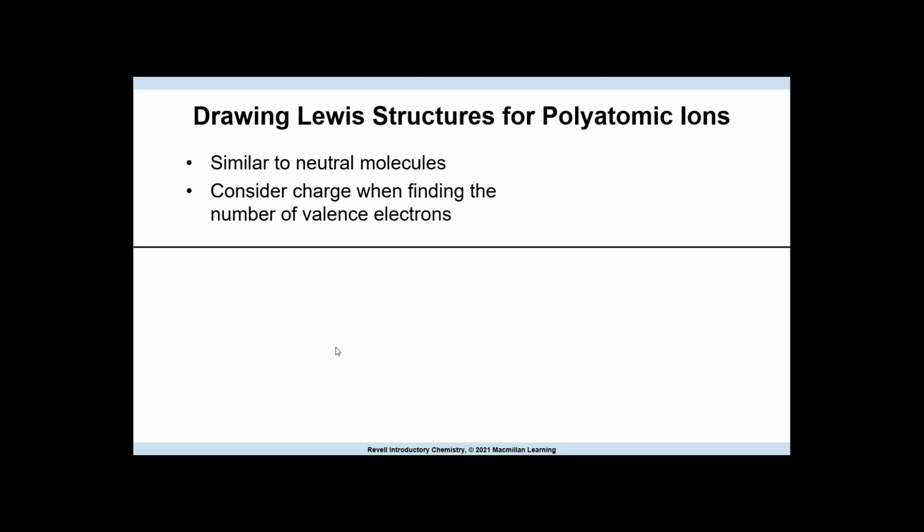Okay, so drawing Lewis structures for polyatomic ions is similar to drawing Lewis structures for neutral molecules. We must consider the charge of the ion when we determine the number of valence electrons present. If an ion has a negative charge, it means there are extra electrons present. For example, how many valence electrons are present in a hydroxide ion? We know that hydroxide has a formula of an O and an H, OH minus. The oxygen atom has 6 valence electrons, and the hydrogen atom has 1 valence electron.